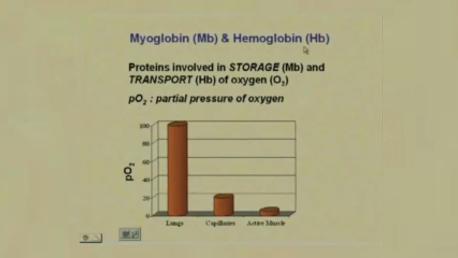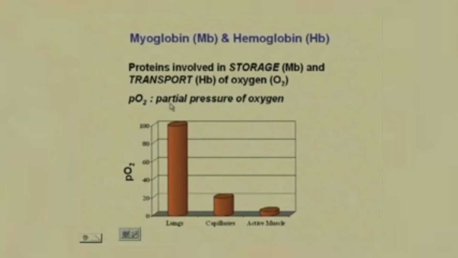we have the two proteins, myoglobin and hemoglobin. Now, these proteins are involved in storage, that's primarily myoglobin, and transport, primarily hemoglobin, of oxygen. We all know that we breathe in oxygen and exhale carbon dioxide and so forth. But what we need to know is how this actually occurs.